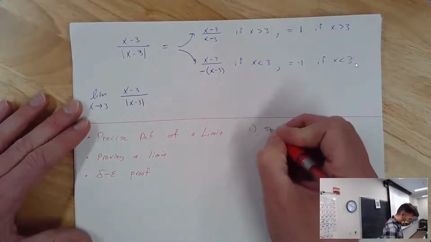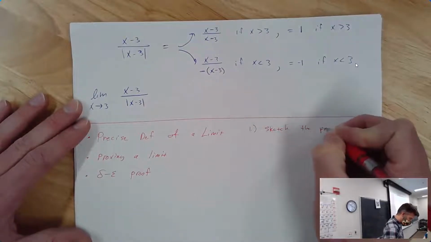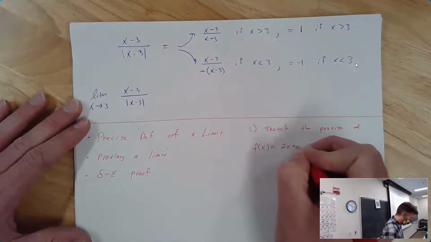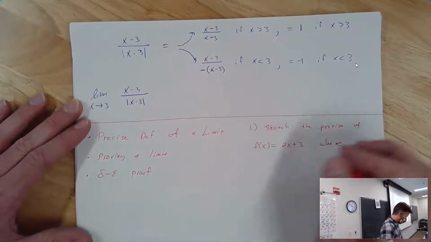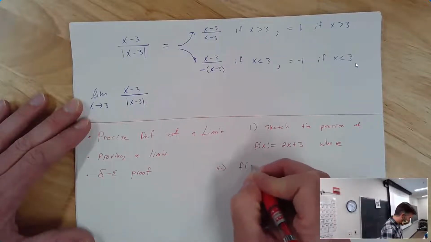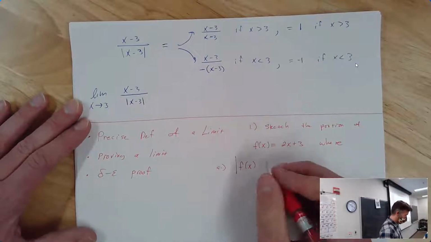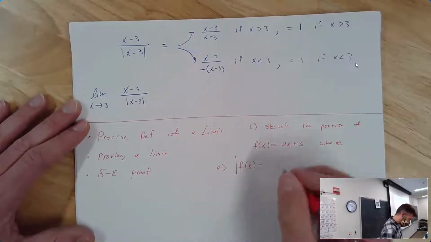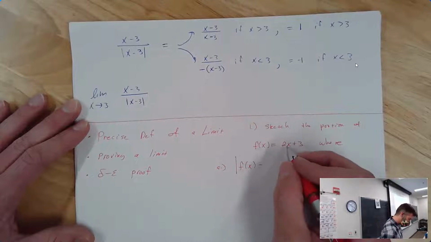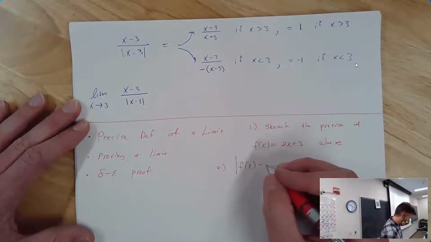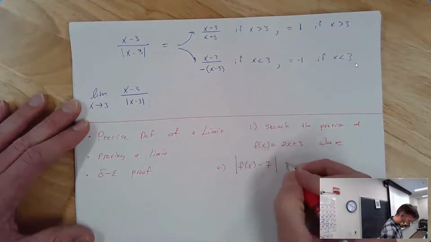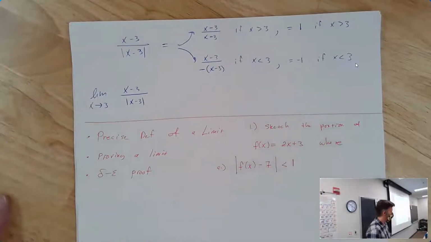We're going to sketch the portion of f of x equal to 2x plus 3, where, first, we're going to look at where the absolute value of f of x minus 7 is less than 1. We're just going to draw that.